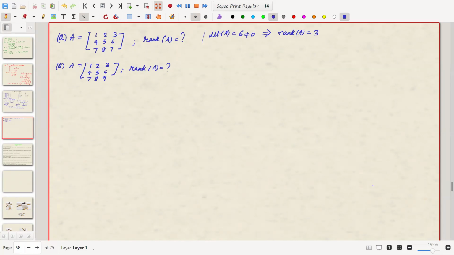I've just made one change. Instead of the 7, I made it 9. Now you compute the rank of it.